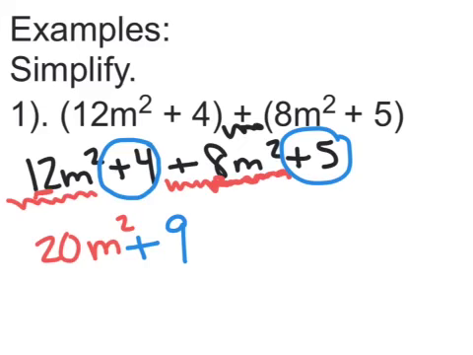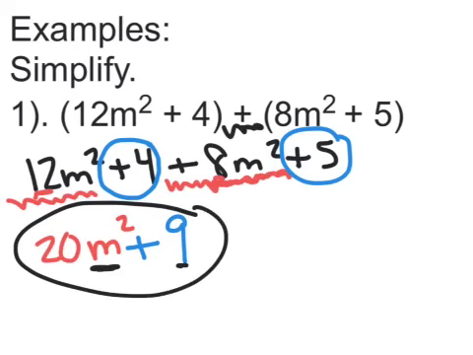The last step said that we want to write in descending order. So we have a variable of m, and our exponent's 2. We don't have any other m's. This 9 doesn't even have an m. So this is our final answer.